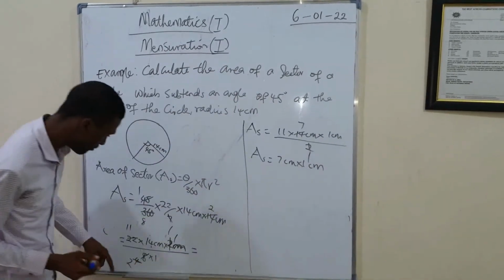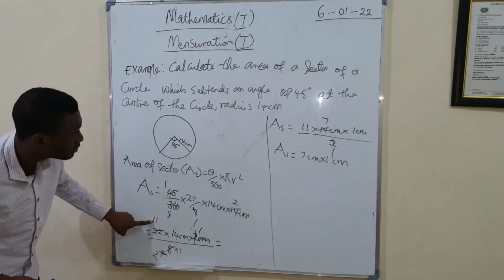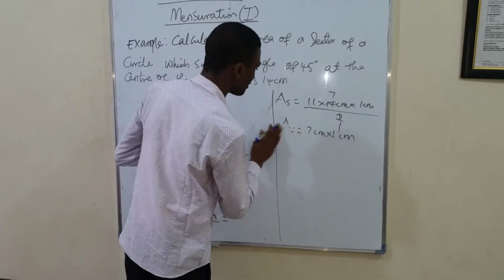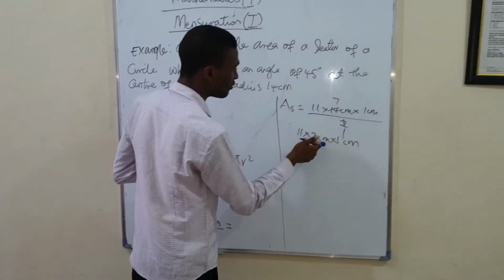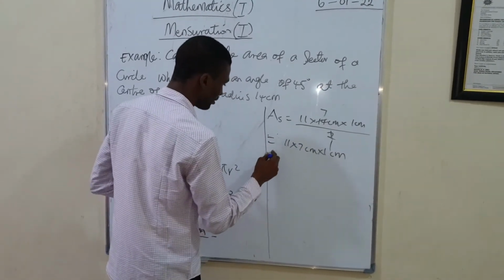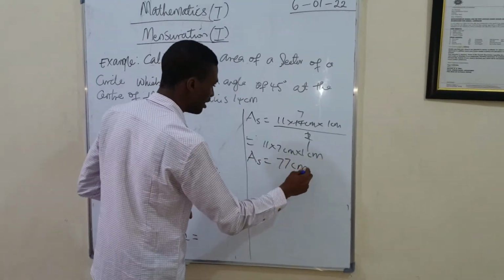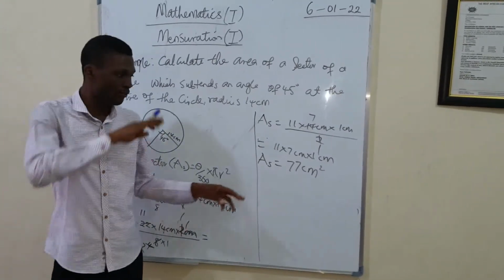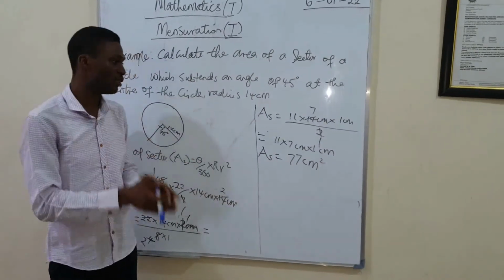Okay, we have 14 here. 11 times 14, okay, we have 11 times 7, sorry. I skipped 11. 11 times 7, then times 1. 11 times 7 is 77, and 77 times 1 will give us 77 cm squared. So that is the area of the sector of that circle. For area, you must carry power 2.